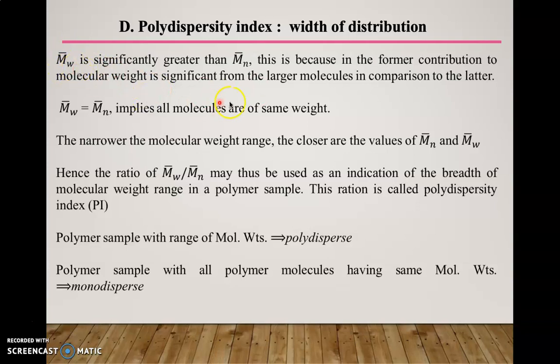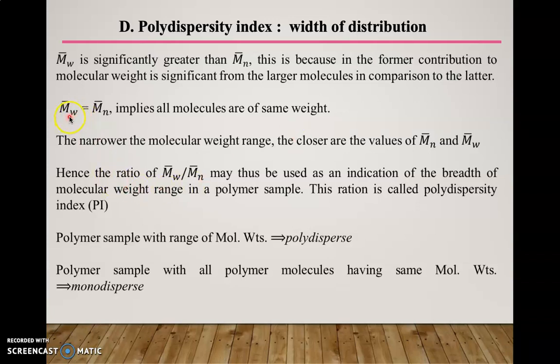So when we talk about the weight, if we have a larger or a bigger chain present in that polymer sample, it will have a larger weight. So we therefore have a larger contribution from the weight average molecular weight in comparison to the number average molecular weight. Now, suppose we have a polymer sample in which both the values are equal. In that case, we need to understand the fact that all the molecules have the same weight. So that means it's a monodispersed sample.